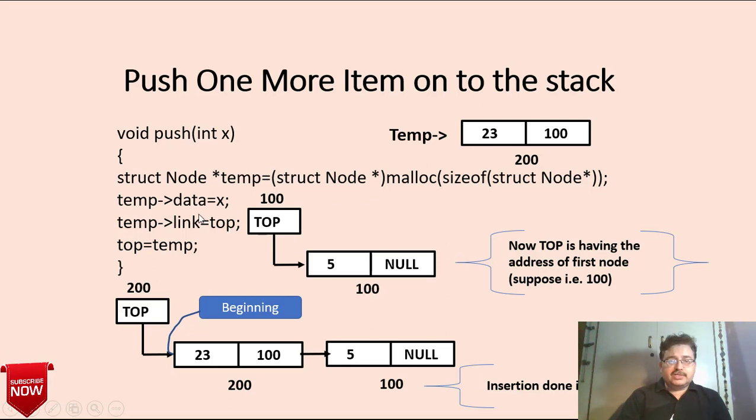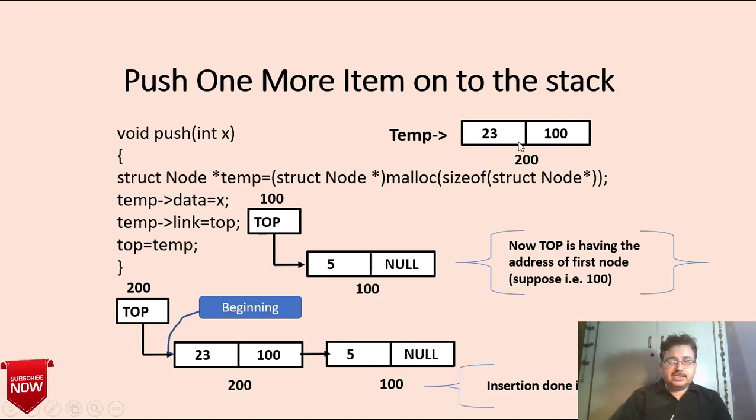In the starting, top had the null address, and after inserting the first node, it has the address 100. Now I am assigning the address 100 to temp arrow link, which means the newly created node will hold the address of the first node. So now you can see this was the first node. Now it is coming to the second position, and the address of that node is held by the newly created node.